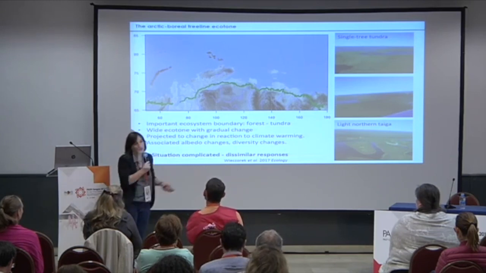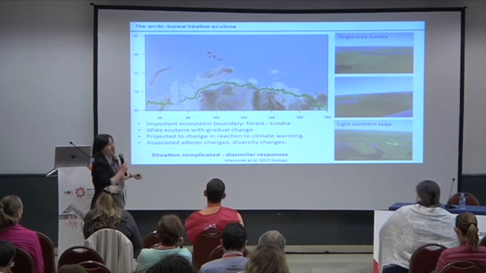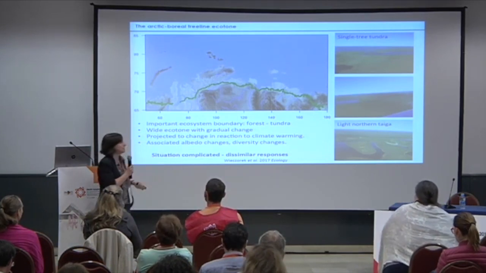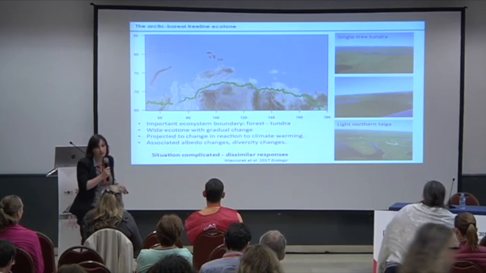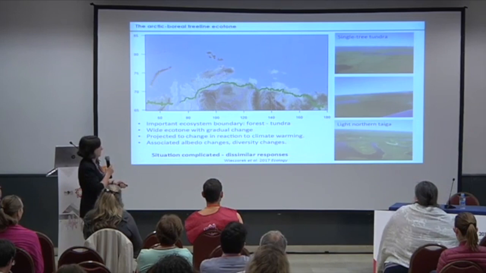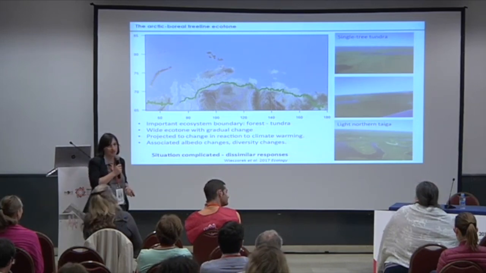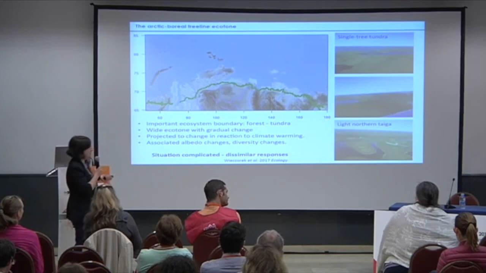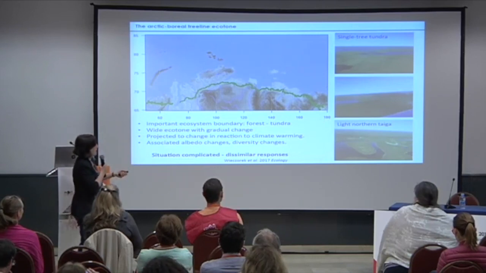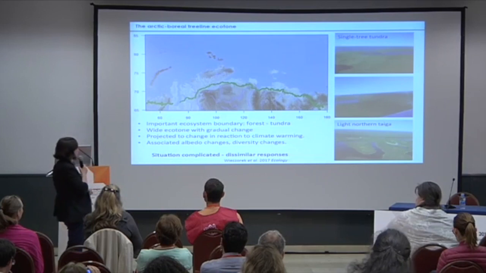Well, you see this. It's a very large ecosystem boundary. It's an important boundary between forest and tundra. It's a wide ecotone with gradual change. So here, I'm not sure if you see it, but these are pictures taken from a helicopter where you kind of see different types of vegetation, with open light northern taiga, going over to where there are hardly any trees and then really basically no trees left.